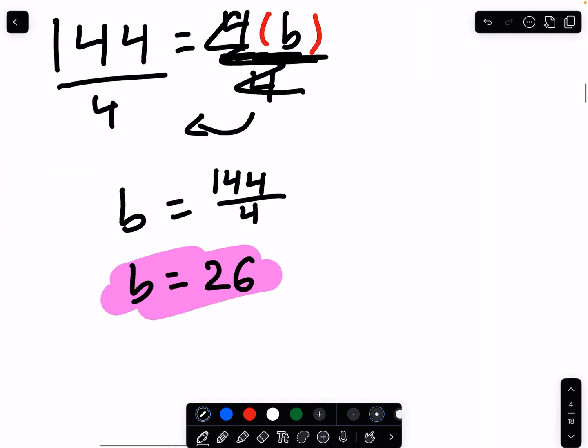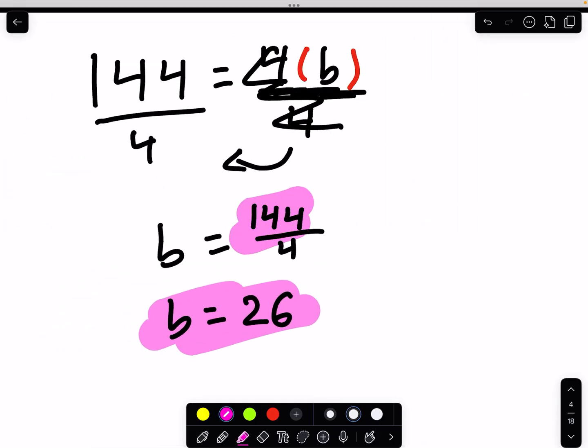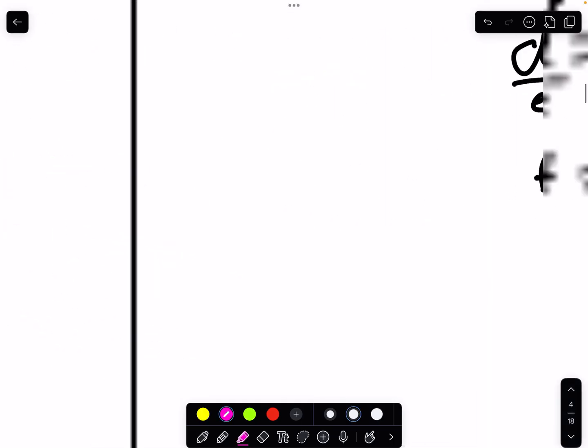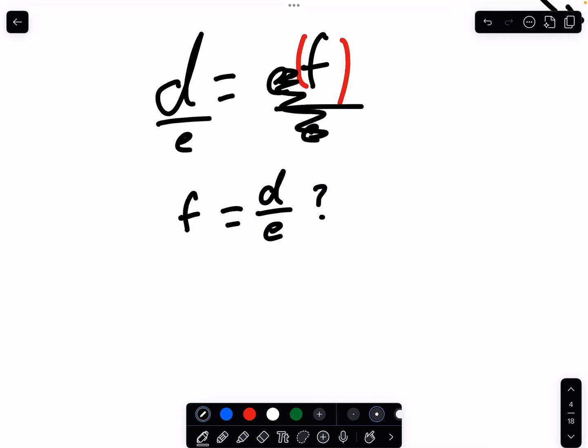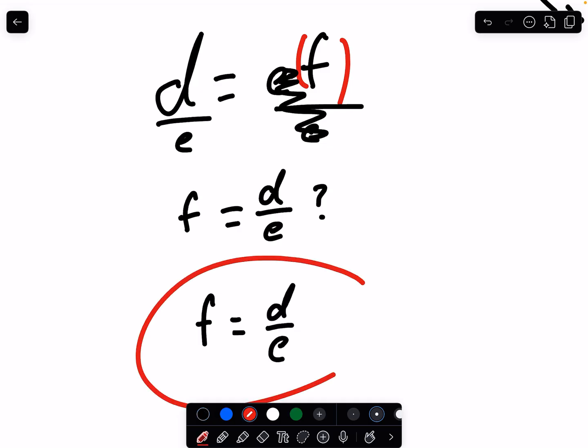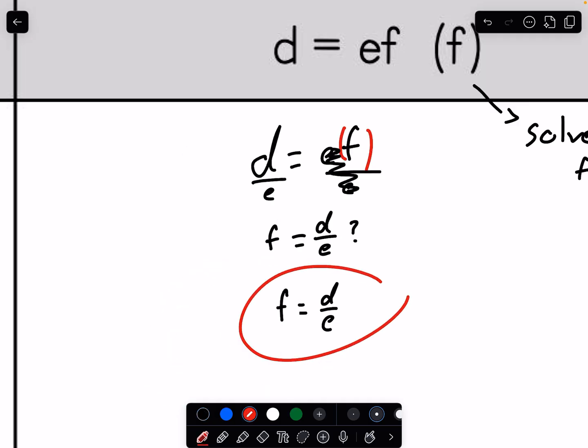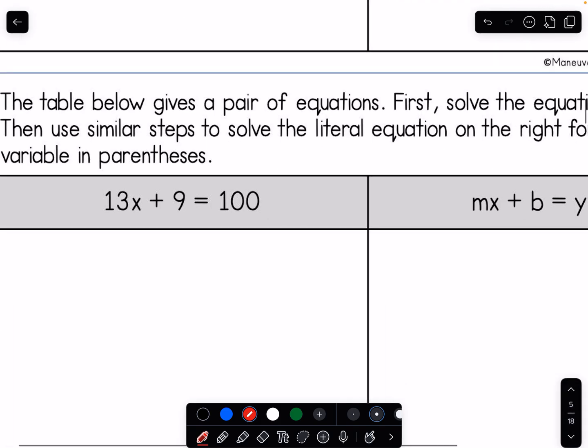On this side, I could type this into a calculator and get a final answer. On this side, if you type d divided by e into your calculator, it's going to lose its mind on you. So our final answer is just d divided by e. Circle it. Okay. We're going to do one or two more.